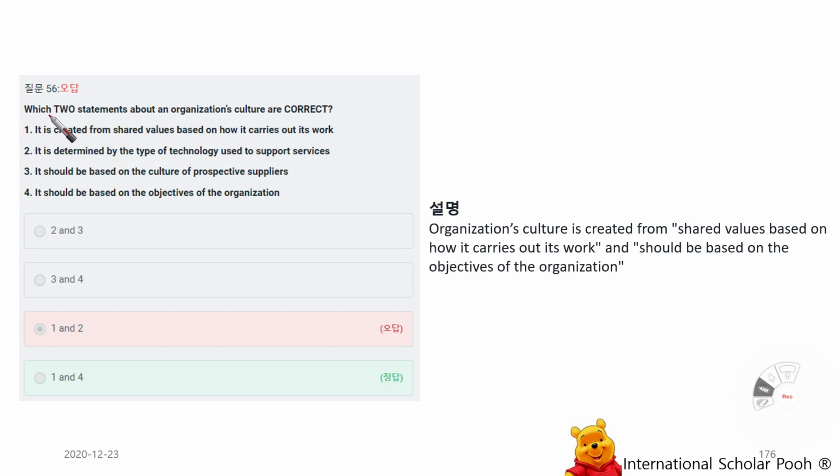Which two statements about an organization's culture are correct? First and fourth. It is created from the shared values based on how it carries out its work. It should be based on the objectives of the organization. An organization's culture is created from shared values based on how it carries out its work and should be based on the objectives of the organization.